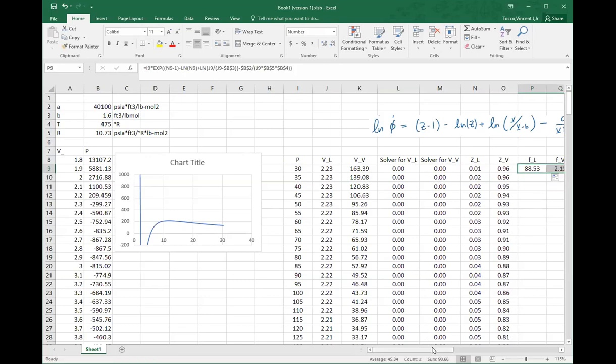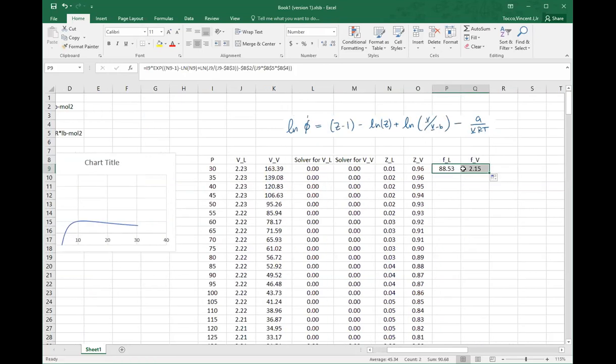So just click drag over. And I need to adjust some things. So P. Okay, perfect, that makes sense, right? My fugacity of my vapor phase should be approaching my pressure as my pressure goes lower and lower. So 30 PSI, not a super low pressure, but it's lowish. About 2 atmospheres and change, so it makes sense that my fugacity is about the same.